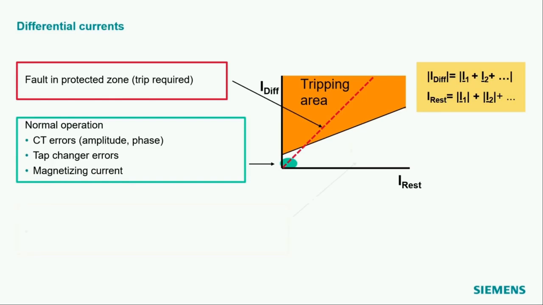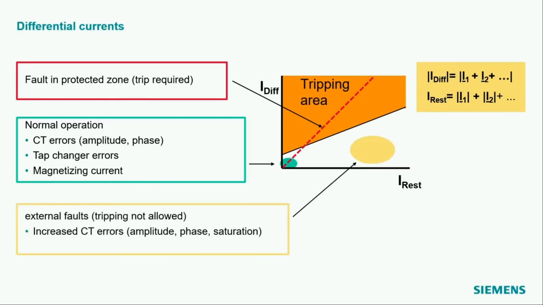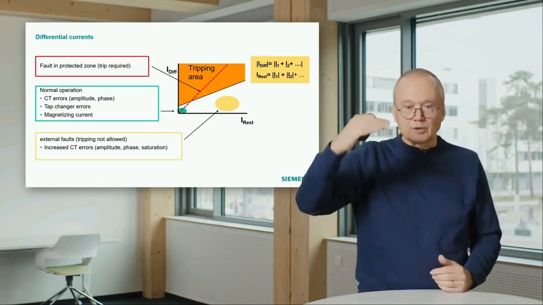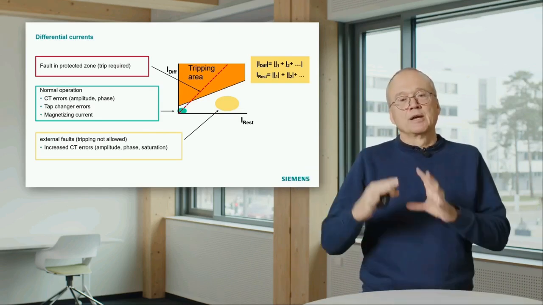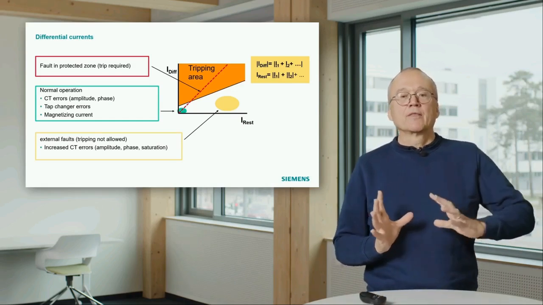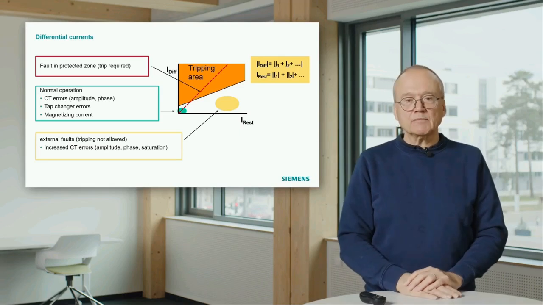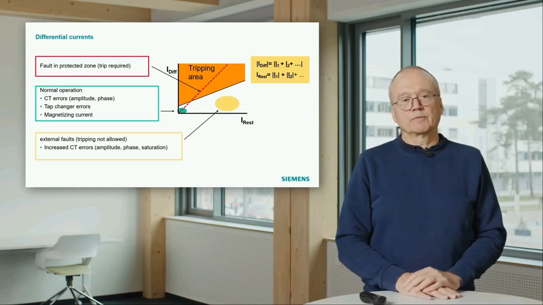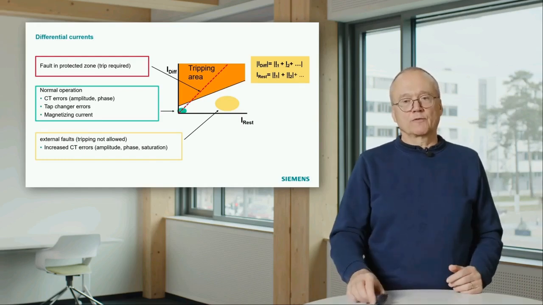Practically, you always have some errors from current transformers, tap changes, and in this case also magnetizing current, which causes some errors. And then we again have to discuss the external fault outside the transformer, where we have a high current flow through the transformer that increases the restraint current. We also have increased measurement errors in the current transformers that brings us up a bit, and we must tune this tripping area in a way that we don't come into the tripping area from these measurement errors of the current transformers.